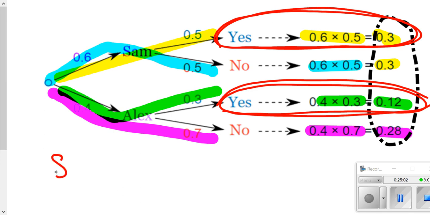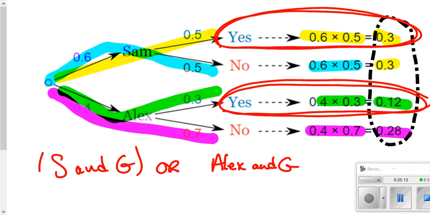So either Sam and goalie or Alex and goalie cause me to be the goalie. And or means to add. So this would be my 30%.